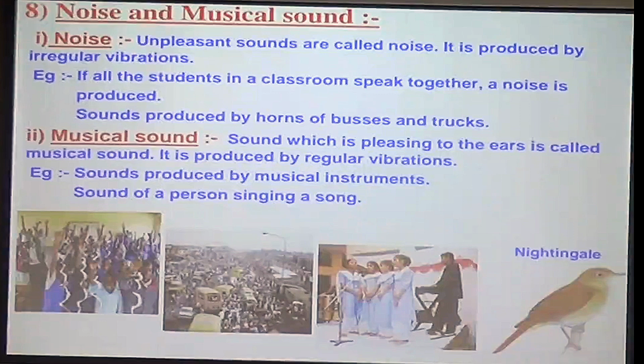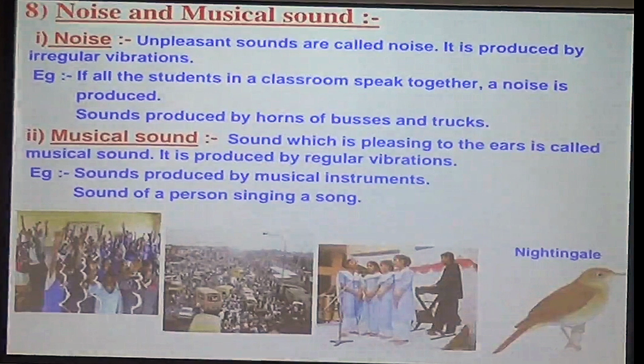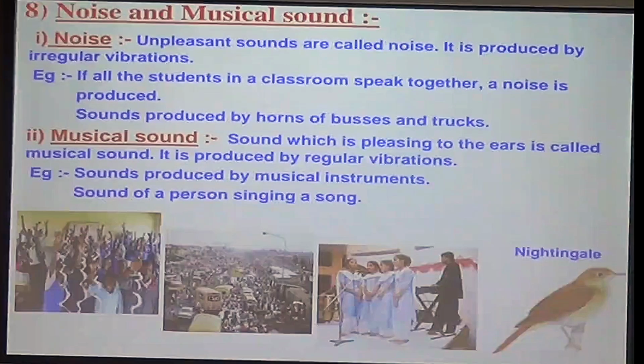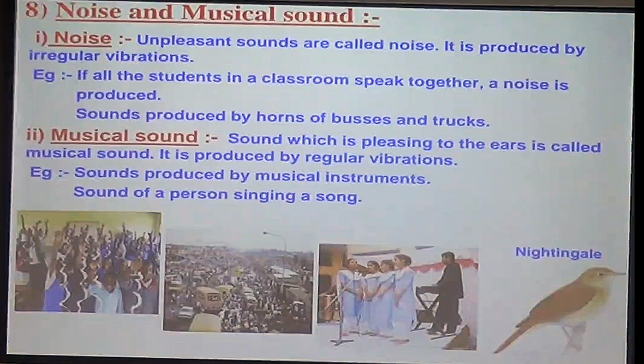And then lastly, we have noise and musical sound. Unpleasant sounds that we hear in our day-to-day lives, for example, the sound of the horns of vehicles, are basically noise because they are unpleasant to hear, and they are produced by irregular vibrations. For example, in a regular classroom, if all the students start speaking together, then noise is produced. Sounds produced by the horns of buses and trucks are also considered noise. It may also lead to noise pollution.